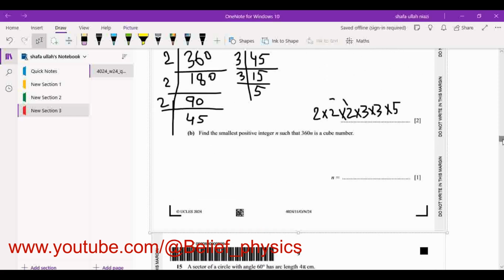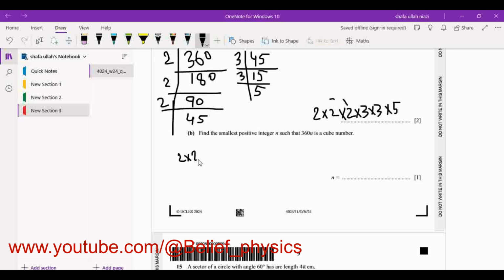Find the smallest positive integer n such that 360n is a cube number. It should be a cube number. So to make it a cube number, every prime should appear 3 times. So 2 appears 3 times. To make 3 appear 3 times, we need 1 more 3, and we need two more 5s.